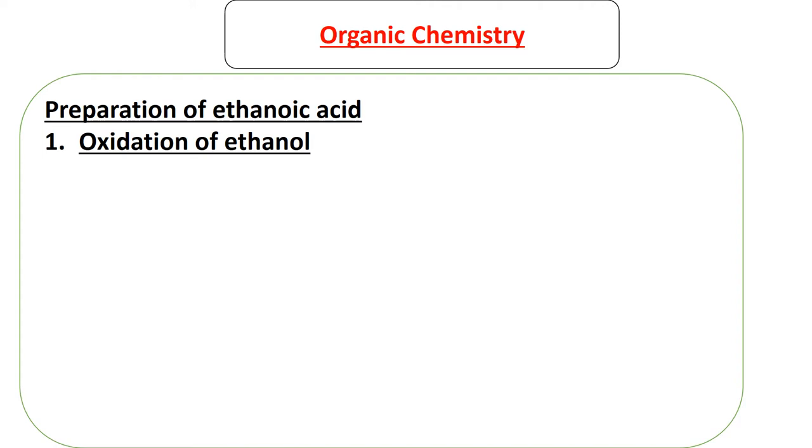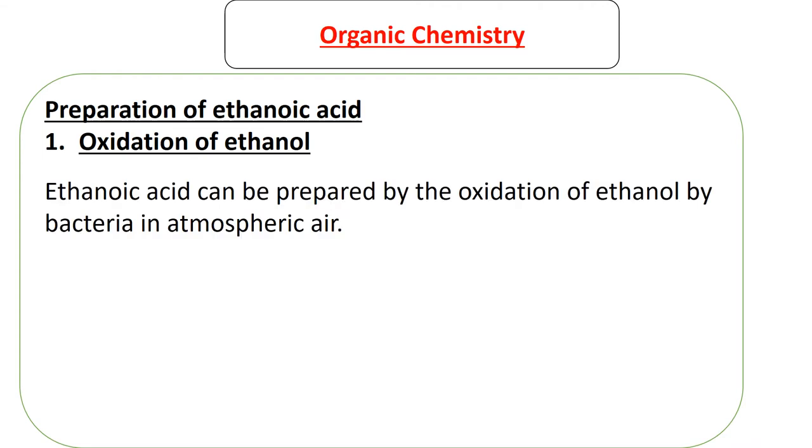So in the presence of bacteria in air, we see ethanoic acid being prepared by the oxidation of ethanol by bacteria in the atmosphere, air, like this. So we have alcohol here, which is ethanol, reacting with oxygen by the act of bacteria. This is converted to ethanoic acid. So ethanol becomes ethanoic acid plus water.